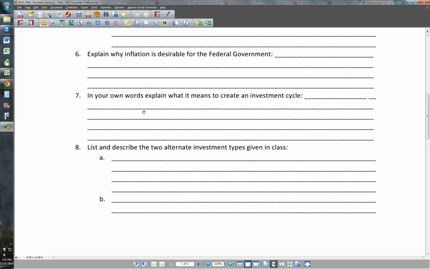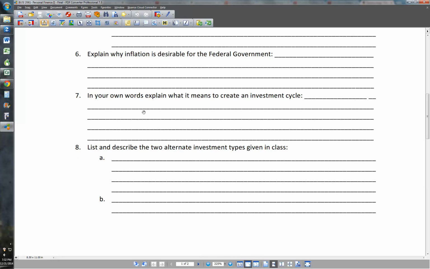Number 7, in your own words, explain what it means to create an investment cycle. So basically what I'm wanting there, this is another one I want you to do on your own, but the idea here is I want you to go back and look at that video and talk about the principles involved. You don't necessarily have to do the same exact 2 investments that I did, but I want you to talk about that principle of what it means to have an investing cycle.